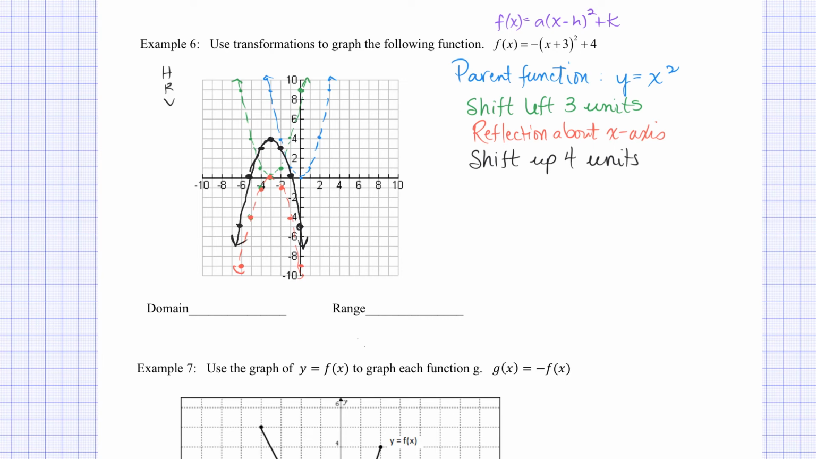And there is the end result, and it is a graph of f of x equals negative (x plus 3) squared plus 4. The domain is all real numbers. The range is going to be from negative infinity up to 4, because this doesn't have a least value, it has a greatest value of 4.